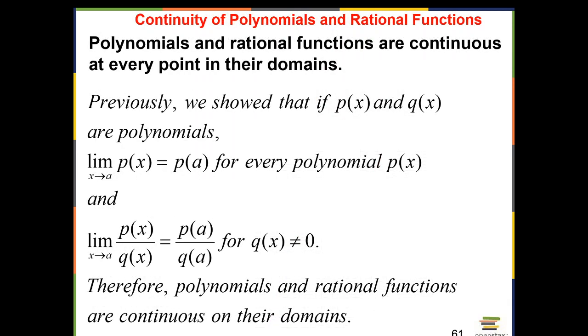Polynomials and rational functions are continuous at every point in their domains. Previously, we showed that if p of x and q of x are polynomials, then the limit of p of x is p of a. That proves that no matter what a is, any point in the domain of the function would be a point where the function is continuous, because the limit of p of x when x approaches a is always p of a. So polynomials are continuous everywhere in their domain, and rational functions are also continuous everywhere in their domain. Whatever the domain is, they're continuous at every point.